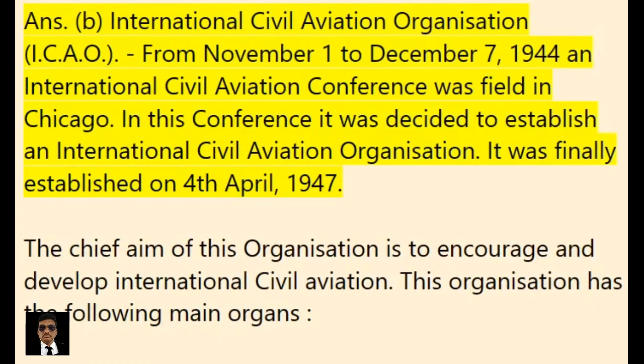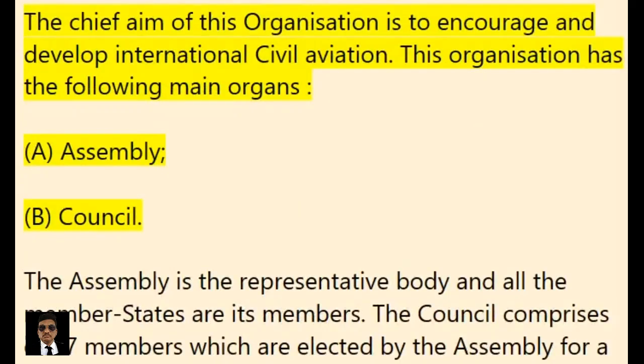Ans. B. International Civil Aviation Organization, ICAO. From 1st November to 7th December 1944, an International Civil Aviation Conference was held in Chicago. In this conference, it was decided to establish an International Civil Aviation Organization. It was finally established on 4th April 1947. The chief aim of this organization is to encourage and develop international civil aviation.